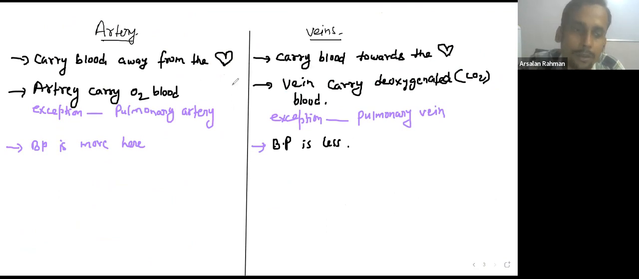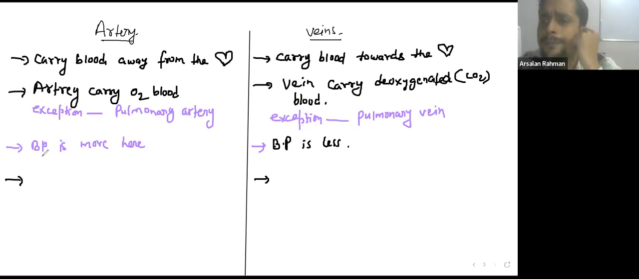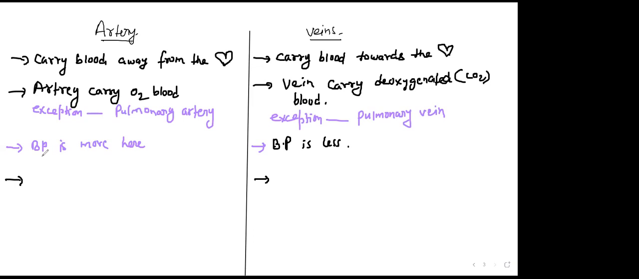Can any one of you tell me one more difference between artery and veins? One more. Beta, the blood flows more quickly in arteries. Okay, you are talking about what, beta? Martin? The blood flows more quickly in arteries. Okay, I can't hear.